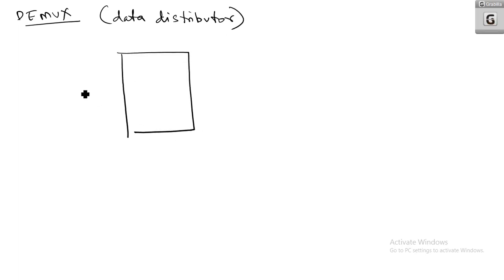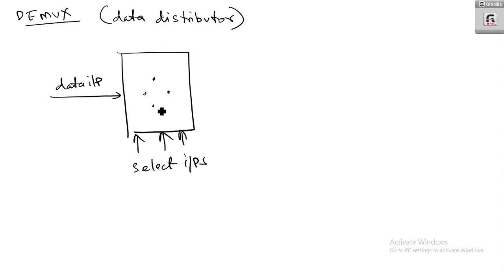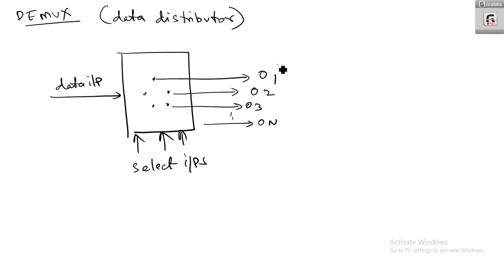Now coming into demultiplexer or DMUX. It is known as data distributor. Here the specialty is that only one line of data input will be there. Selector switches will be there, select inputs. And depending on the value of the select inputs, the input data is distributed into different lines, say O1, O2, O3, etc. The specialty is that this one input data can be connected to 2^n devices, and you are having n output lines.